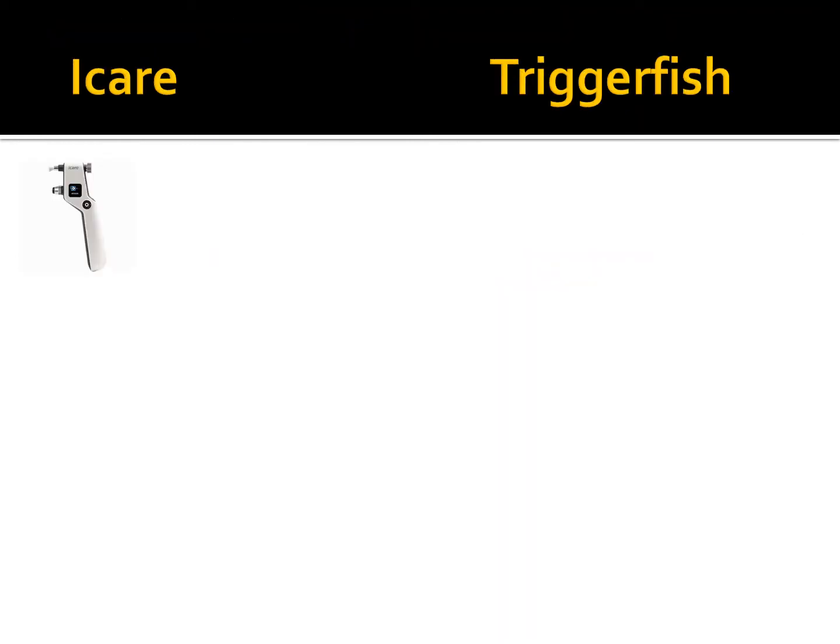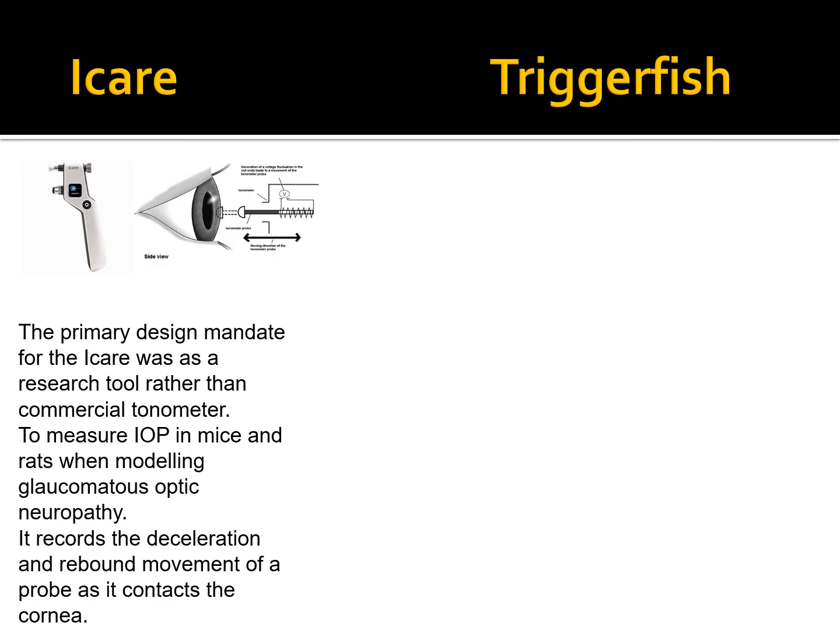So there are other machines. There's the iCare, and it was a good design as well. Basically, its design mandate was really a research tool rather than a commercial tool, and they wanted to measure IOP in mice and rats when developing glaucomatous models. And it records the deceleration and rebound movement of a probe as it contacts the eye. So it's different, and I think its reason for development is phenomenal.